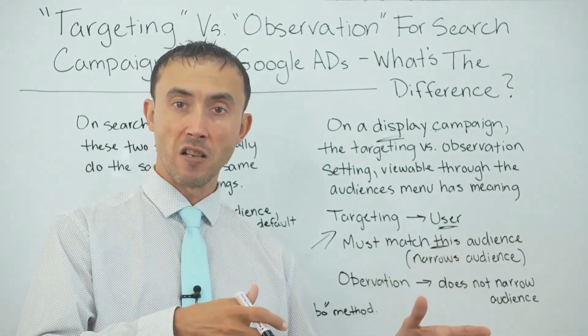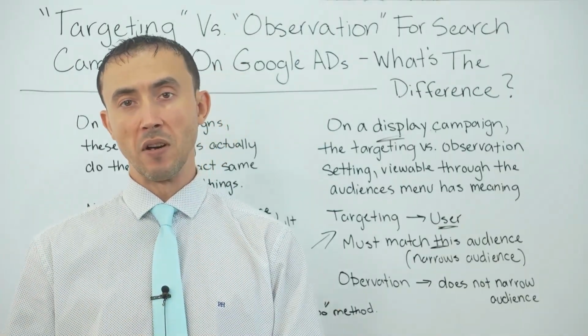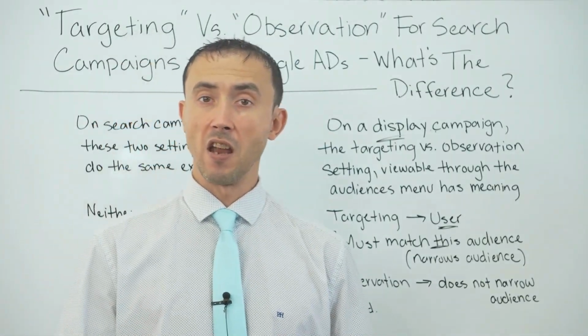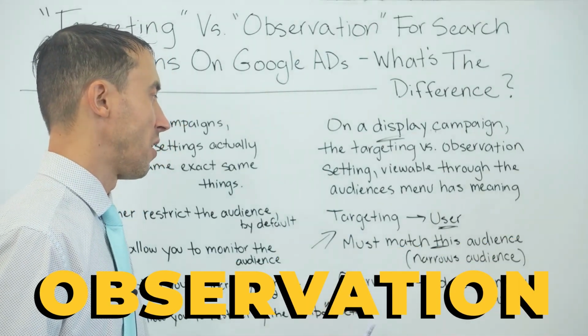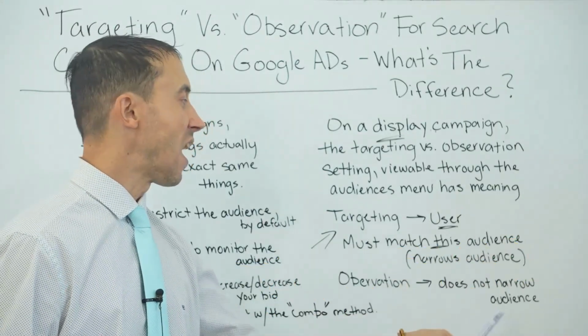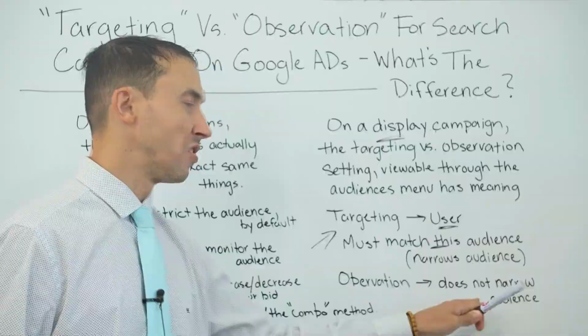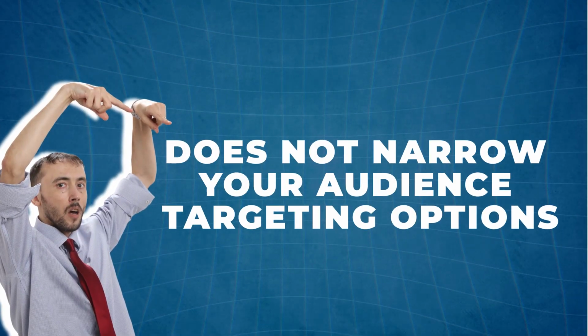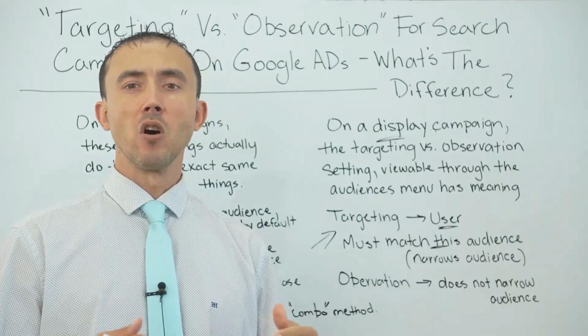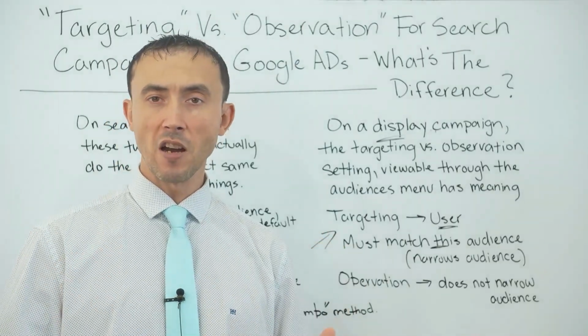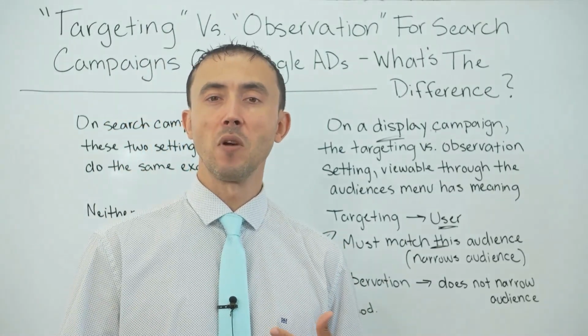And if you have the targeting settings set up, then you can actually do it. All right. Now, on the other hand, if you're talking about observances or observation versus targeting, this setting does basically the opposite, which is it does not narrow your audience targeting options when you select one particular targeting option. So when you have targeting set up, assume it's an "and" situation.